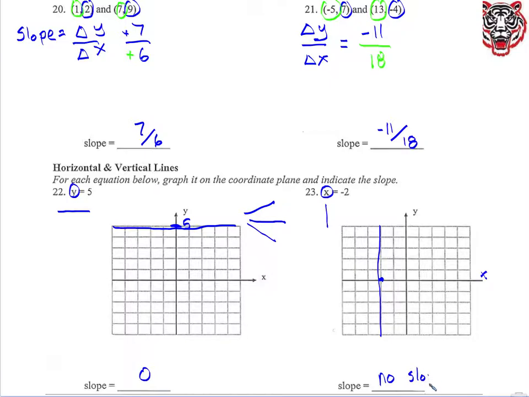For those, you should have arrows on the line. All right, we're almost there. We're on the back page now. So whenever you have a horizontal line, that will always be a slope of 0. Whenever you have a vertical line, it will always be no slope. Every single time. So just memorize that.